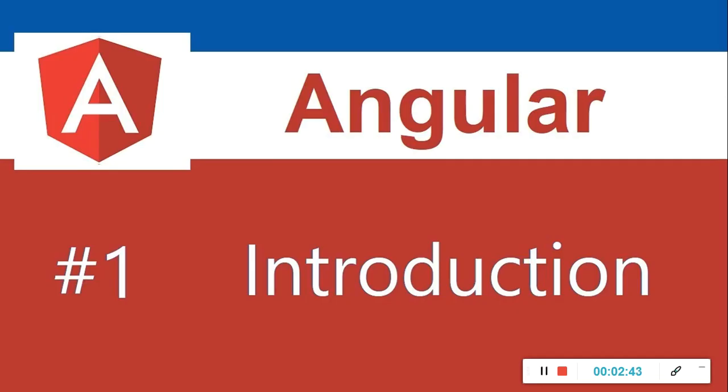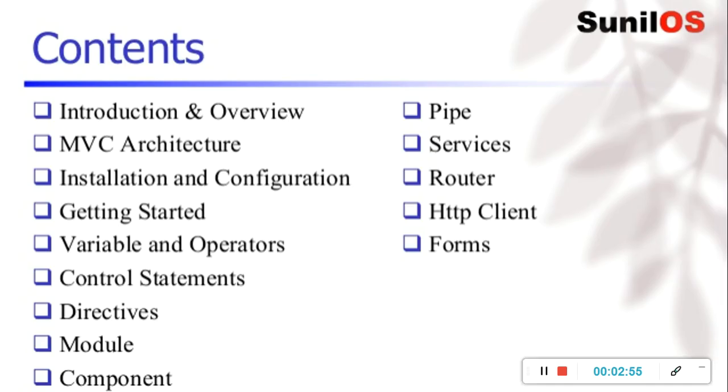Angular comes with its own features like template binding, event binding, property binding, routing, modules, services, and dependency injection. All of these are concepts of Angular, so let's go one by one. If you are planning to learn Angular, these are the basics you should know: introduction, architecture, installation and configuration, how to declare variables, control statements like if and else, directives, modules, components, pipes, services, HTTP client, and forms.